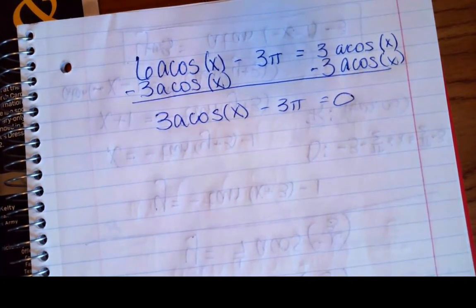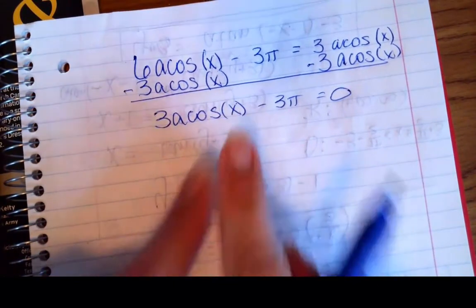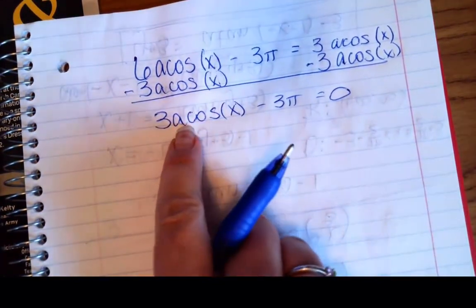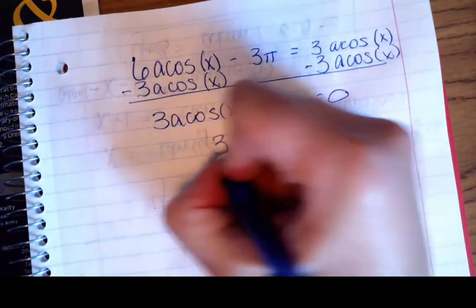So now what do I want to do? I want to start getting this thing by itself again. And then how am I going to get that x out? I'm going to do the inverse trig function. So what's the inverse of arc cosine? It's cosine. So I'm going to add 3 pi to both sides.